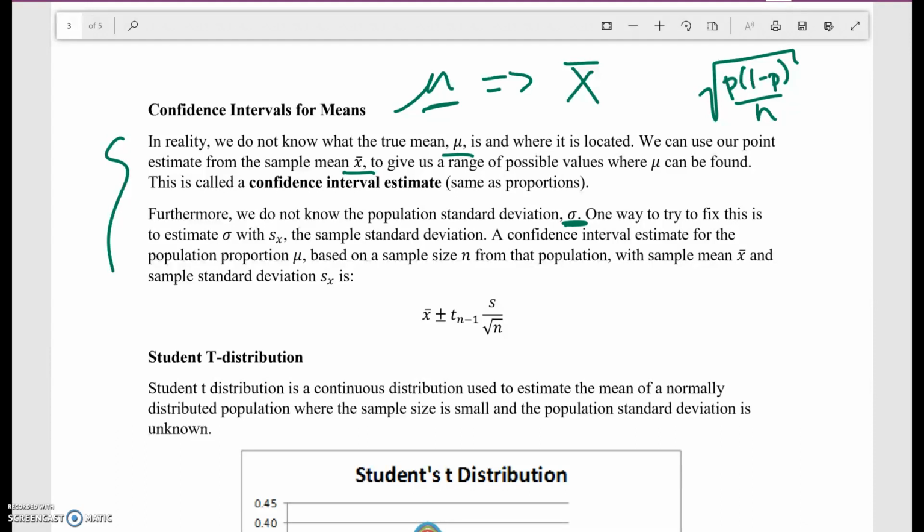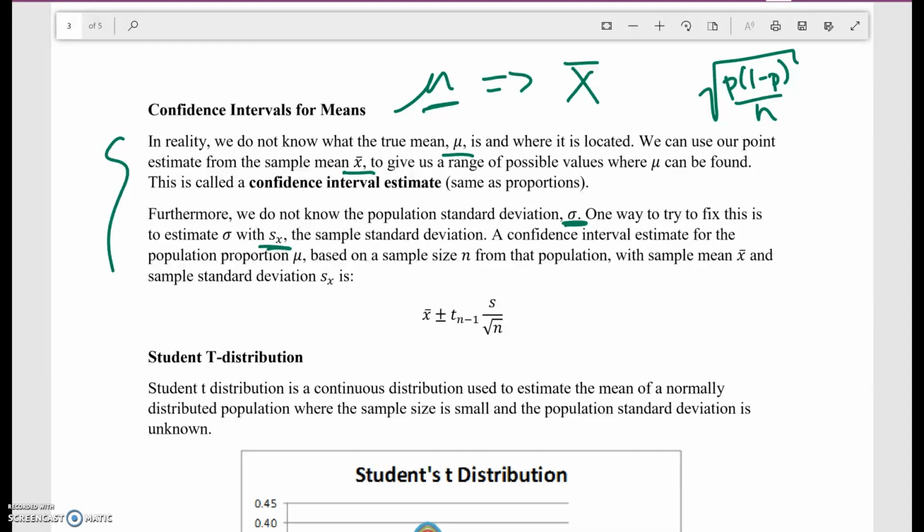So one way that we can fix this is to estimate it with s sub x, which is what we did kind of like in the first day of classes. This is how we found that, given a set of data, we were able to find the standard deviation the long way, or using the calculator. So we don't know what that is, so we're going to estimate that.